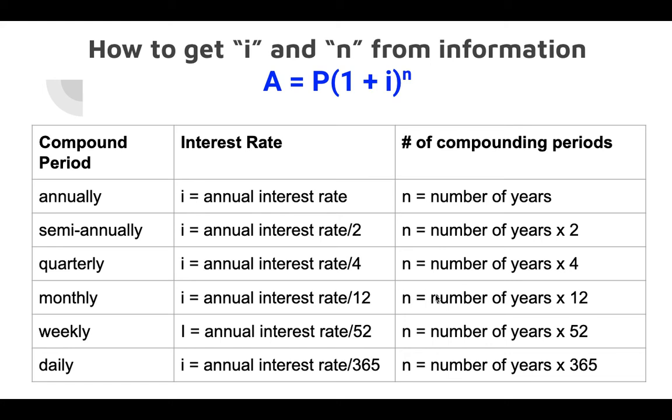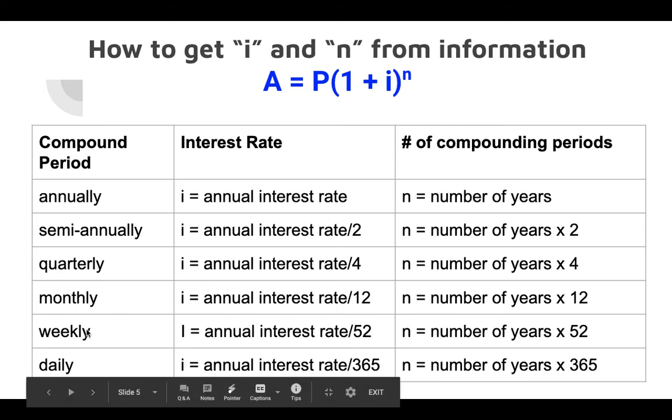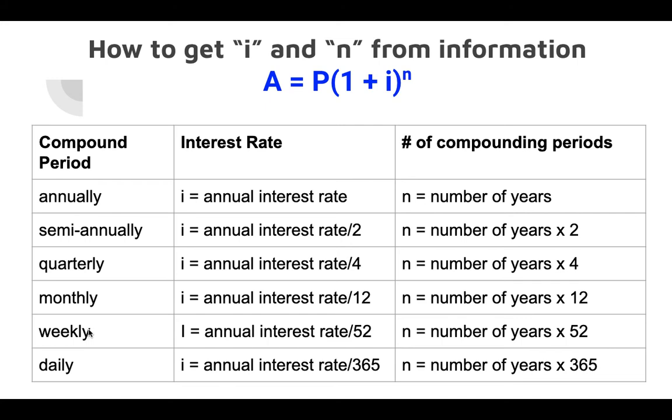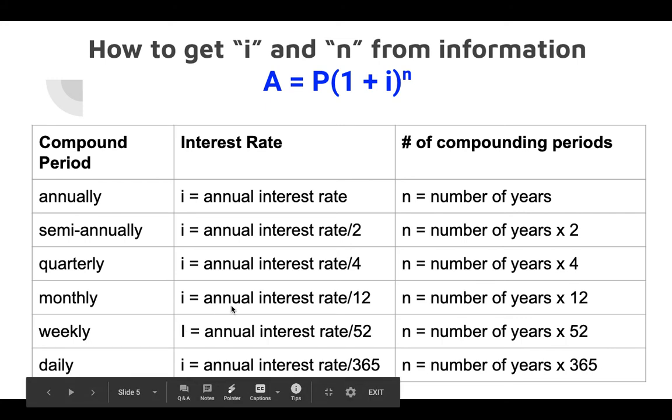Monthly, well, there are 12 months in a year, right? So that means every year there's going to be 12 months. You're going to find your compounding periods by multiplying your number of years by 12. And your interest rate is going to be your annual interest rate that you're given in the problem, divided by 12. If it's weekly, there are 52 weeks in a year. So your I, that should be a little lowercase, you're going to divide by 52, and your N, you're going to multiply by 52.